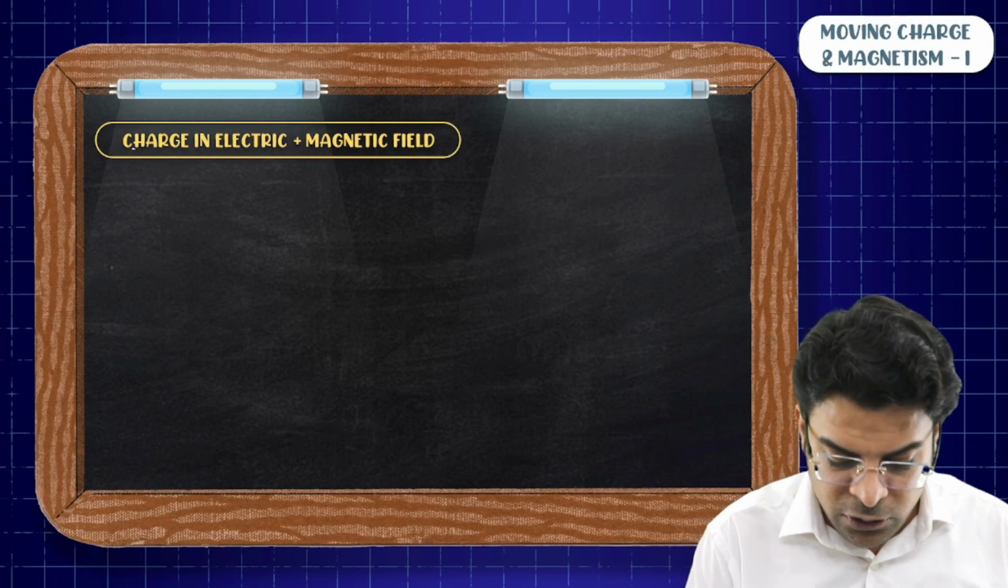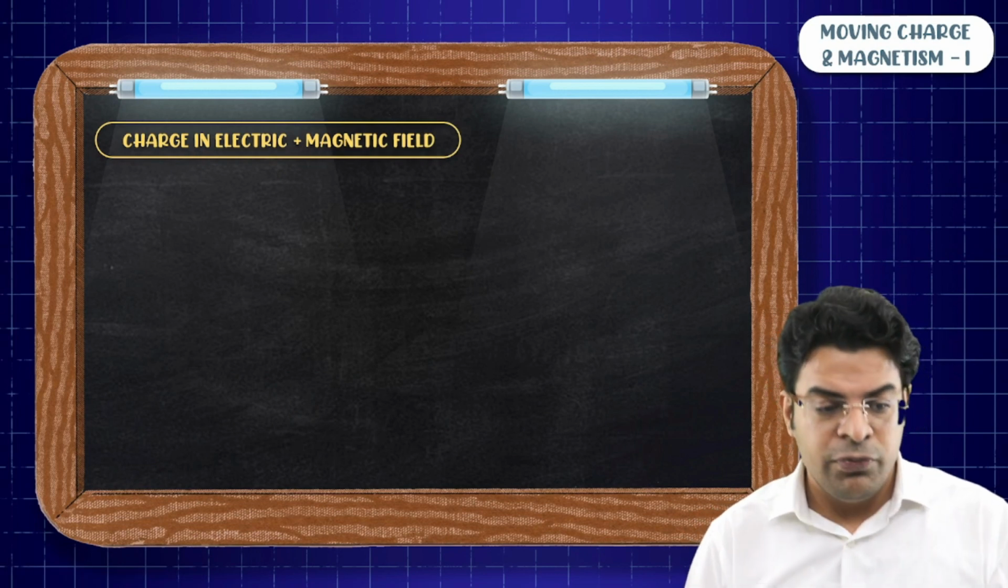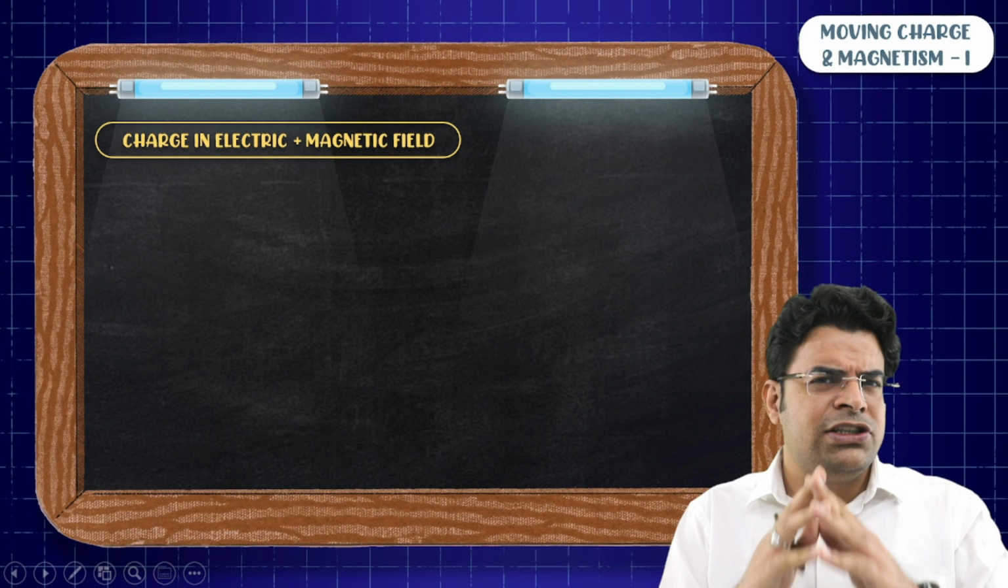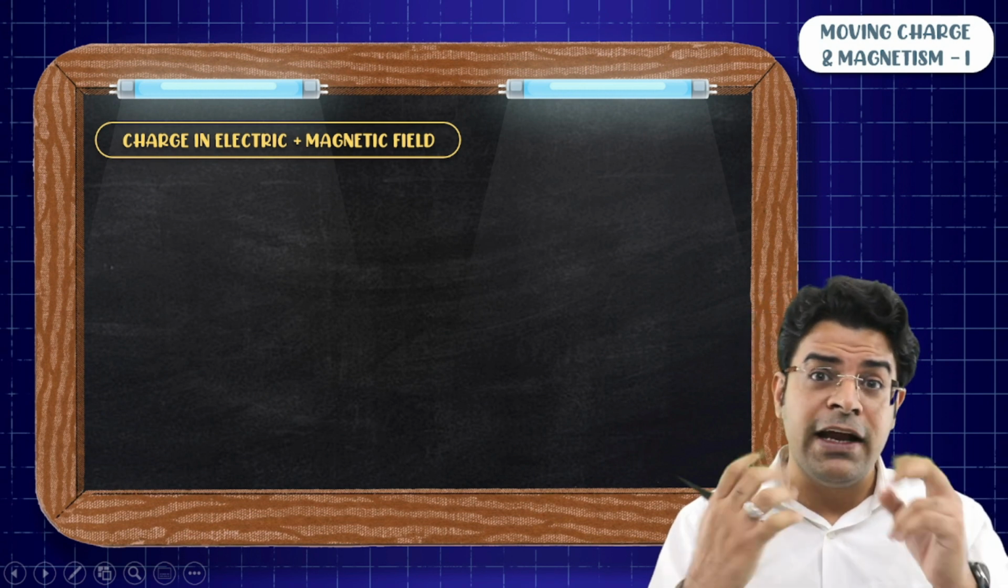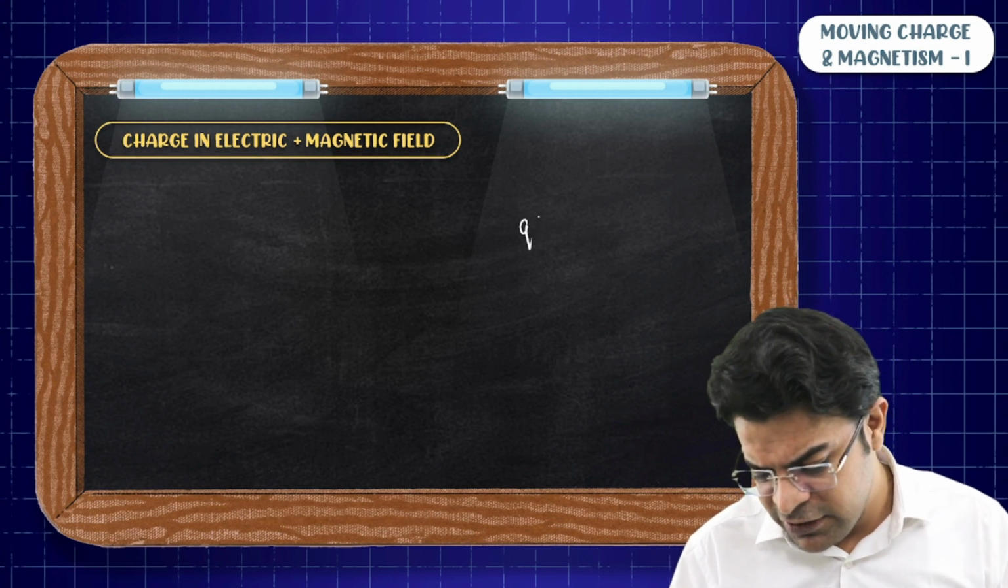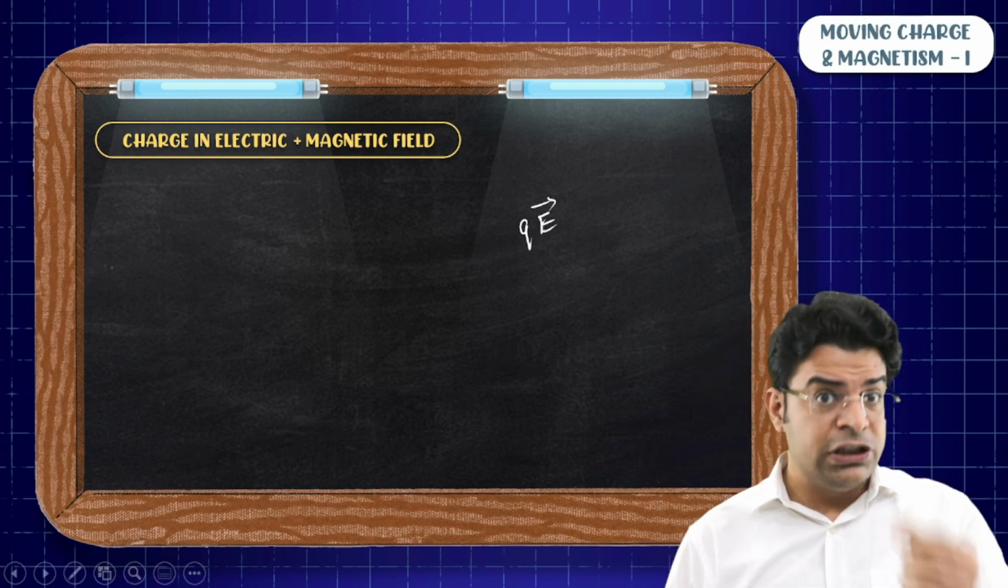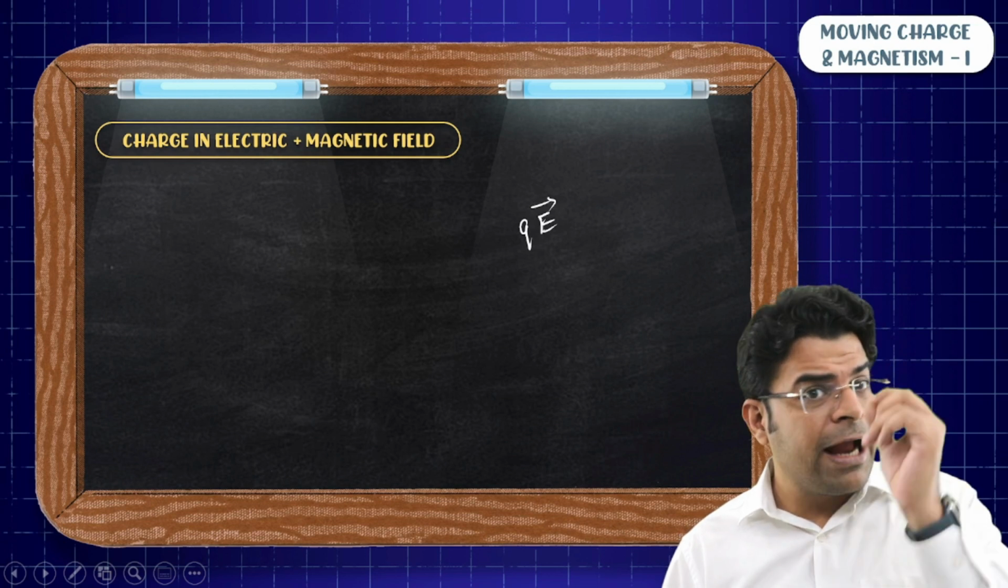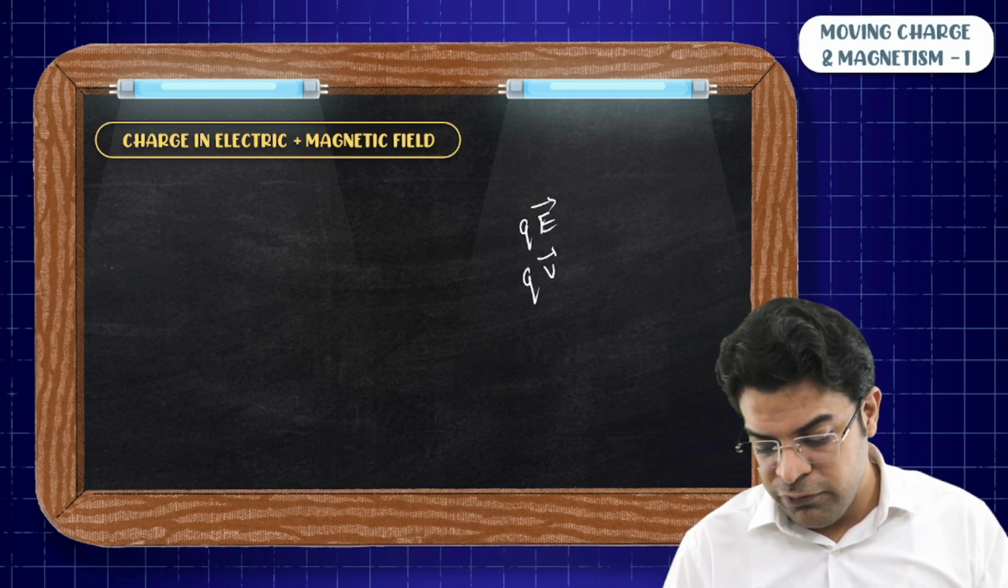Now let's talk about charge in electric plus magnetic field. What if we project the charged particle in a region of space where both electric as well as magnetic field is present? Due to the electric field there will be a force QE. Force is a vector quantity. Due to the magnetic field there will be a force Q into V cross B.